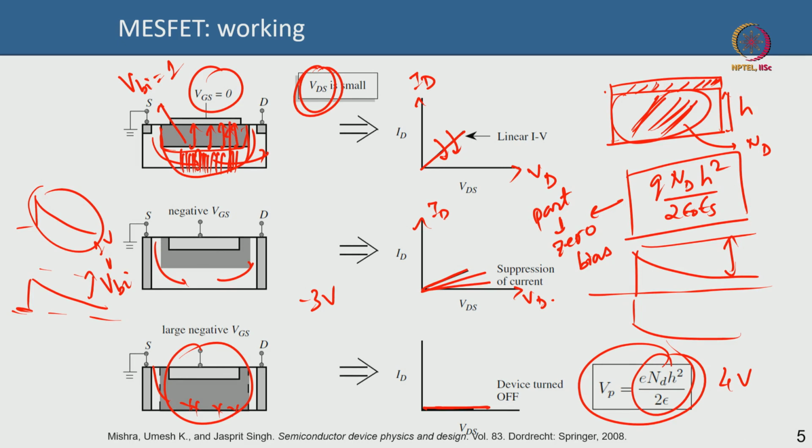So, this is called the pinch off voltage. Pinch off voltage basically tells you the total voltage that can drop across the channel to deplete it, and the threshold voltage will of course be the built in voltage minus the pinch off voltage.